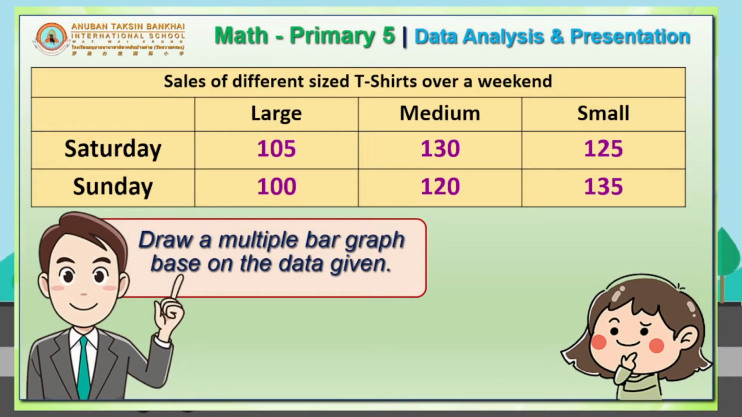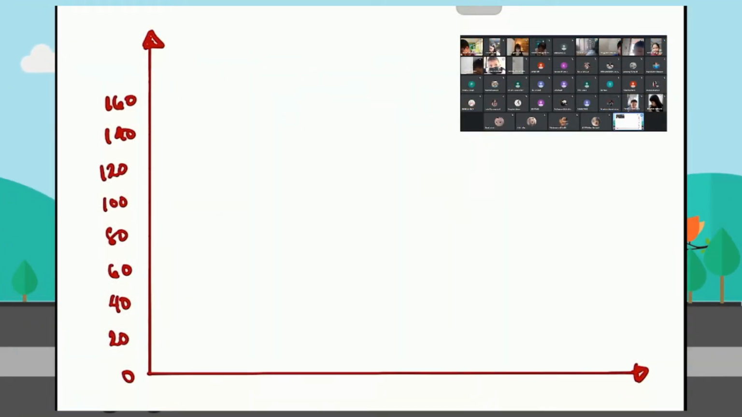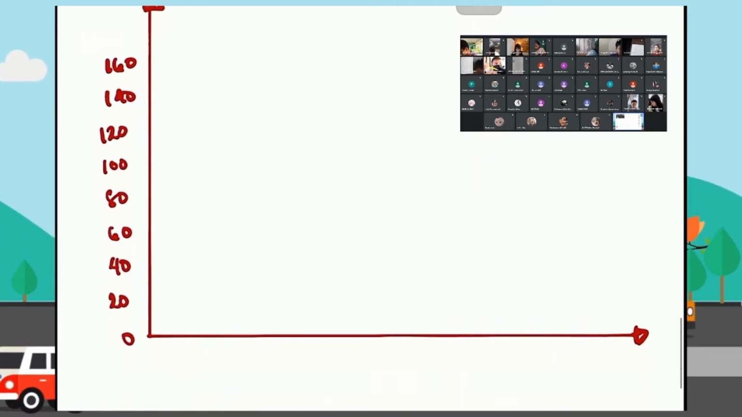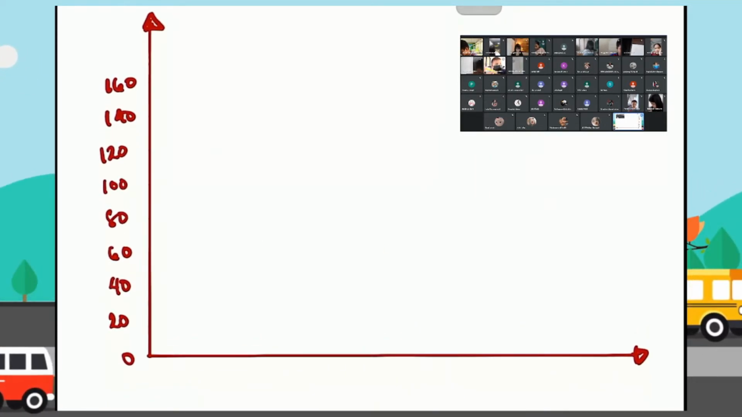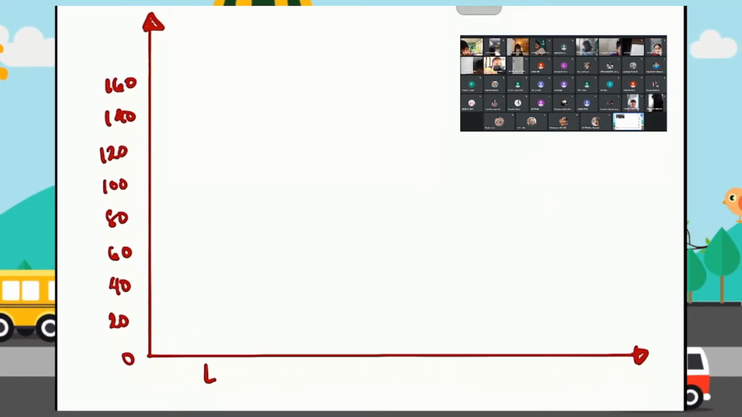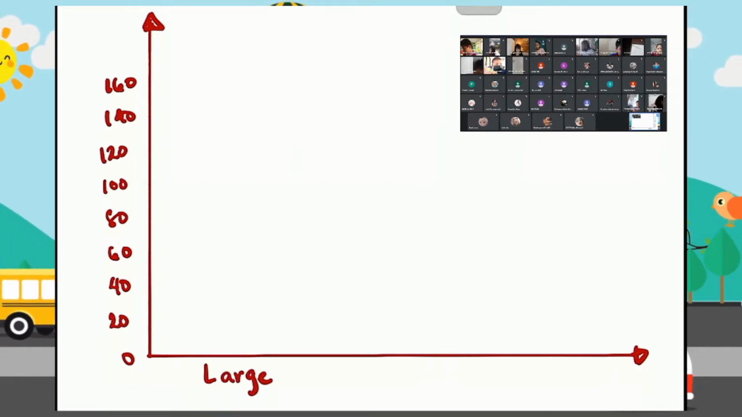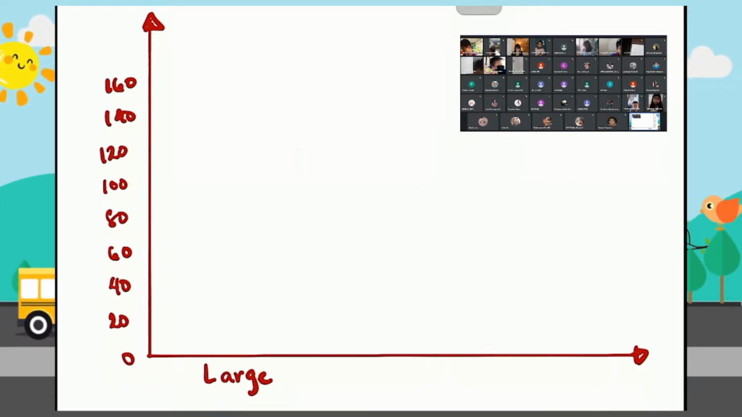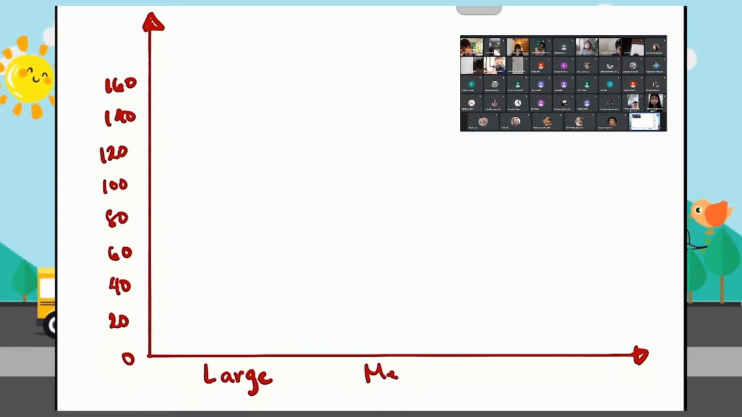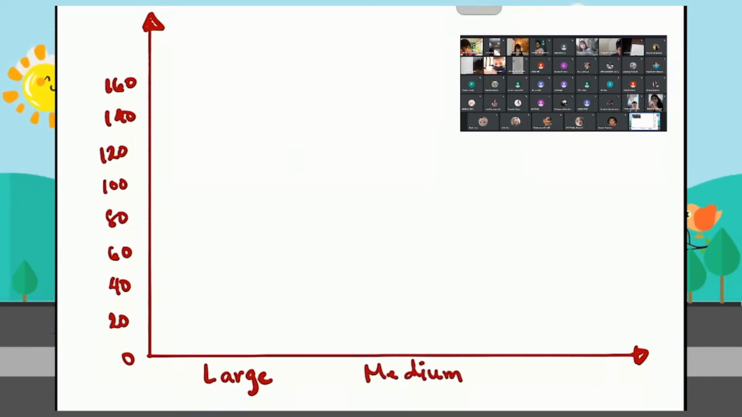Large, medium, and small. So this is our data group. We write it below. We have large. Next, we have medium. And then we have small.